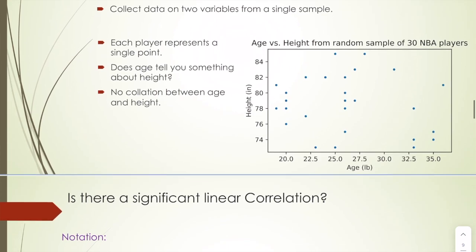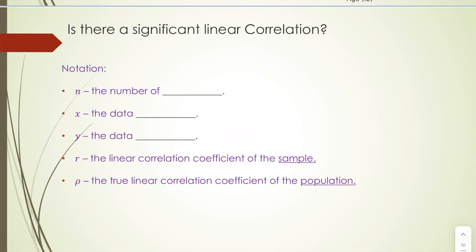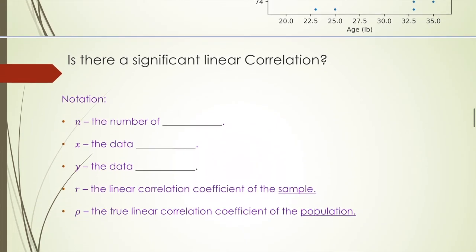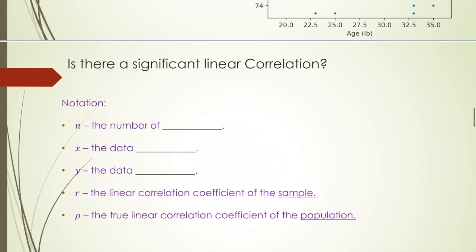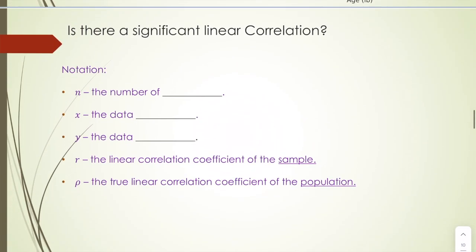Is there a significant linear correlation? When it comes to the hypothesis test, hypothesis tests are sometimes referred to as statistical tests for significance. And that's what we want to know here: is this significant?